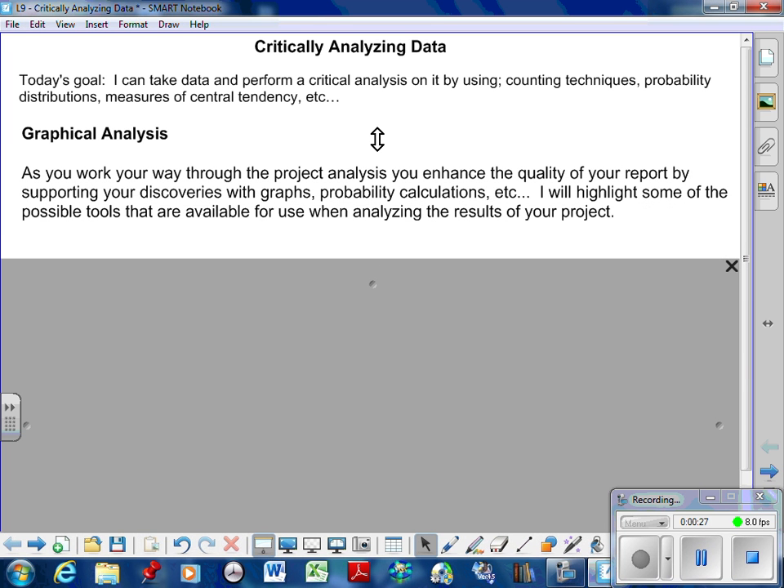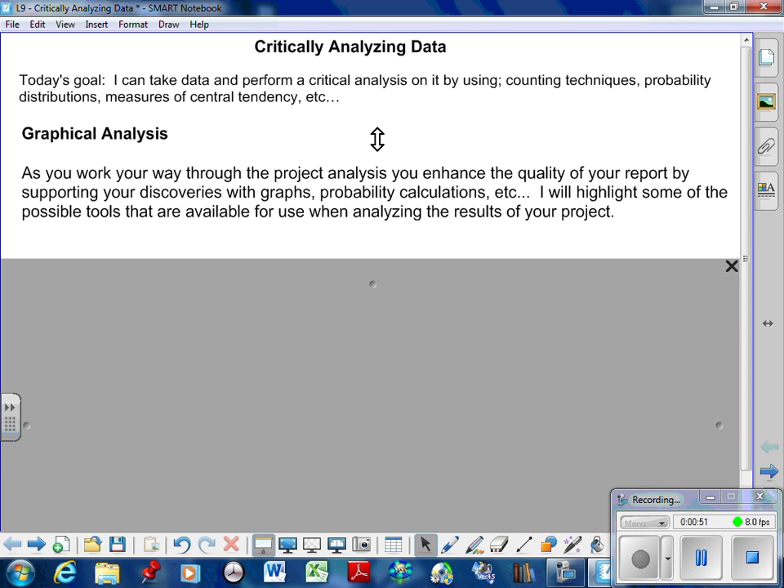So first one's graphical analysis. As you work your way through the project, your analysis, you're going to enhance the quality of your report by providing graphs, probability calculations, and so on and so forth. They're going to support your commentary. And these are just some of the possible tools that you're going to use when you're analyzing the results in your project. So you have everything in a spreadsheet.